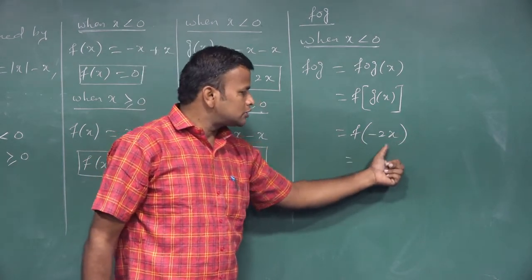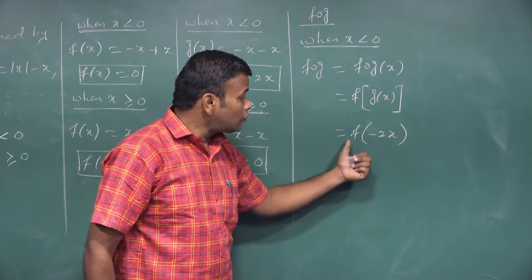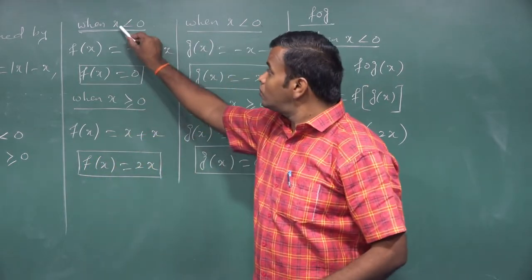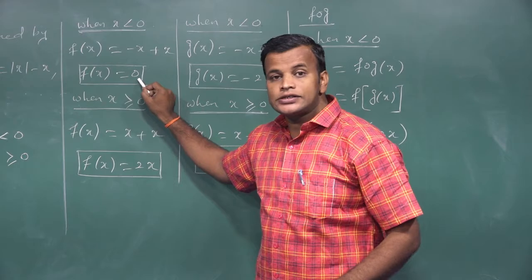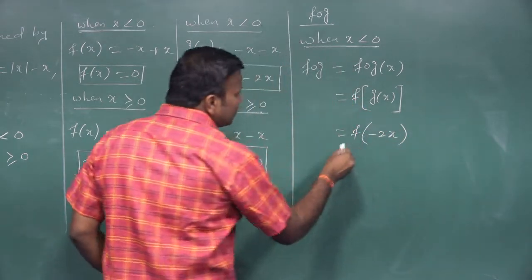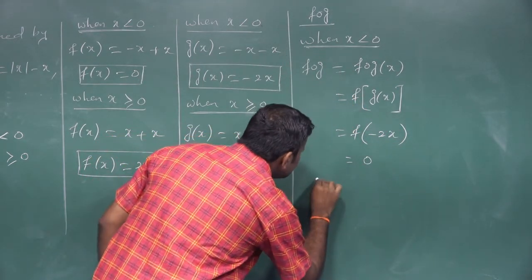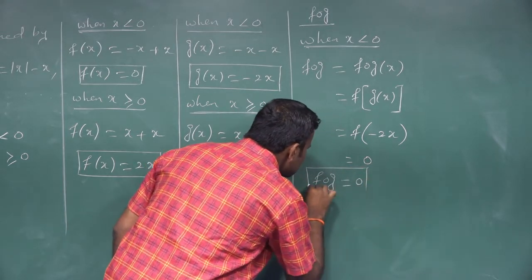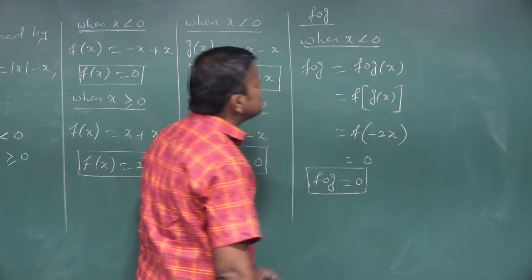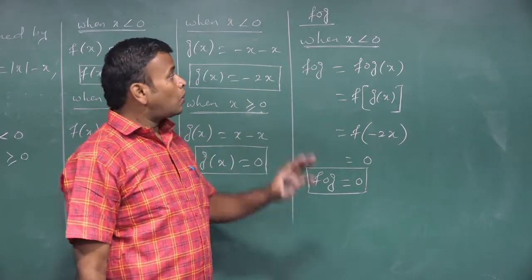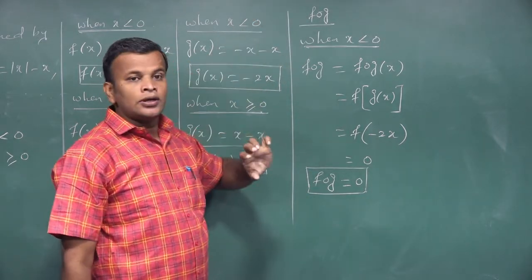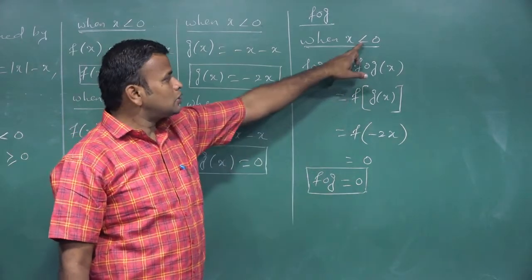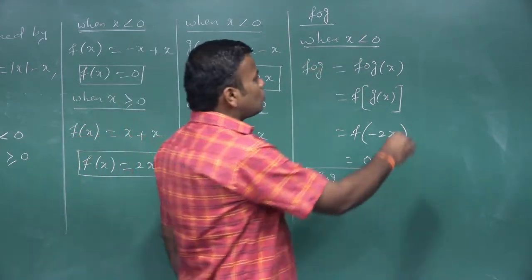What is the value of f of x when x is less than 0? When x is less than 0, f of x value is defined as 0. So f of minus 2x value is 0. So f dot g value is 0 when x is less than 0. One case is over for f dot g. But one more case is also there. What is the other case? It's the reverse of that one. When x is less than 0, over.